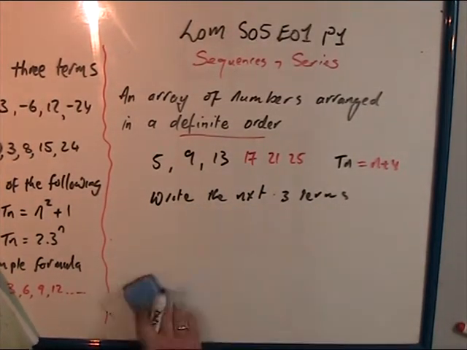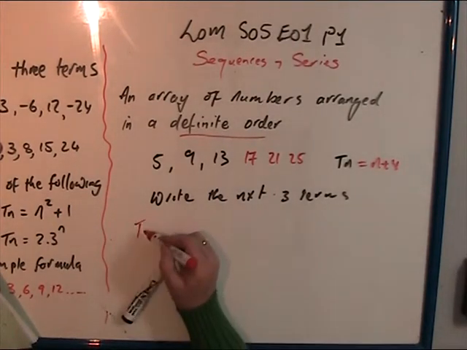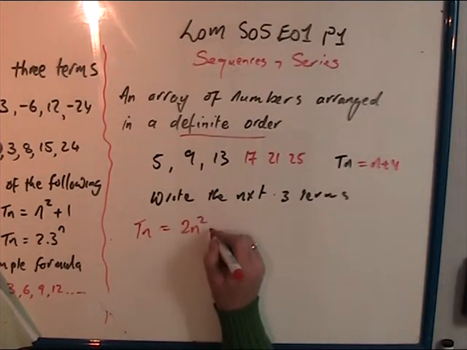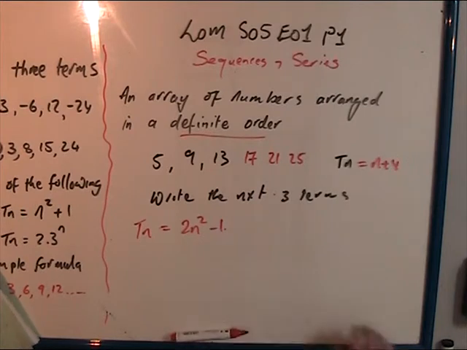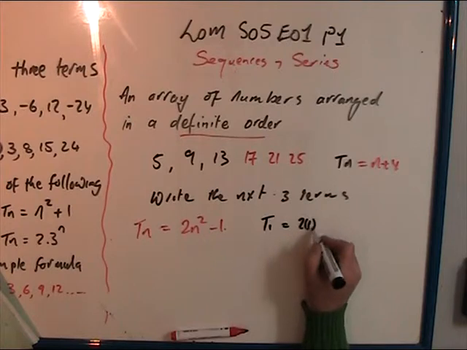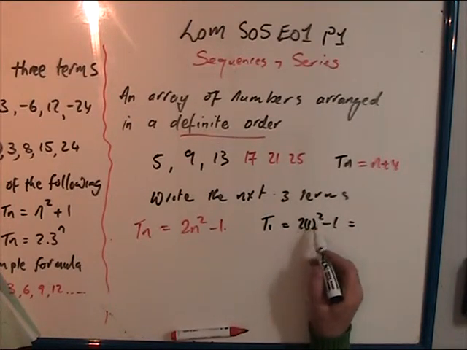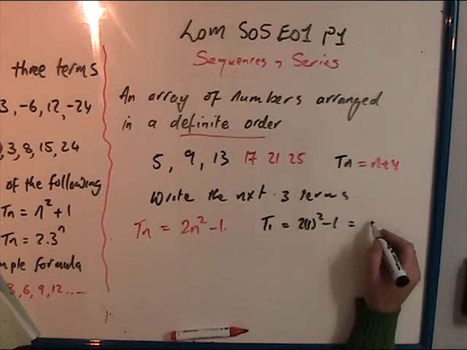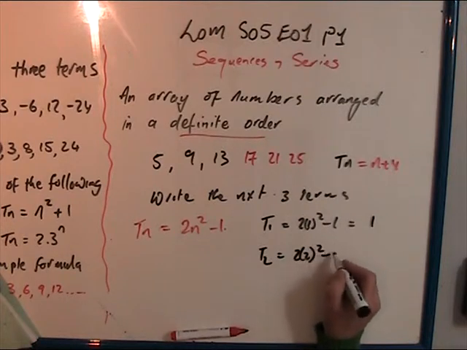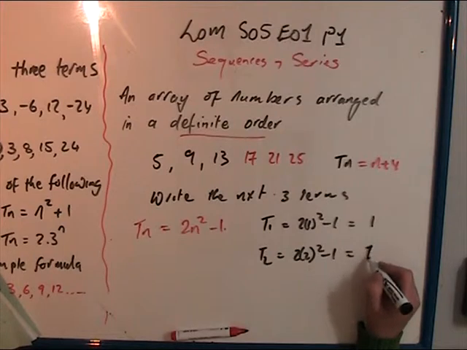Write down the next 3 terms of Tn is equal to 2n squared minus 1. What's T1 going to equal? You put 1 in for n and it becomes 2 times 1 squared minus 1. 1 squared is 1, 2 ones are 2, 2 minus 1 is 1. T2 is equal to 2 times 2 squared minus 1. We do the square first: 2 2s are 4, 2 4s are 8, 8 minus 1 is 7.